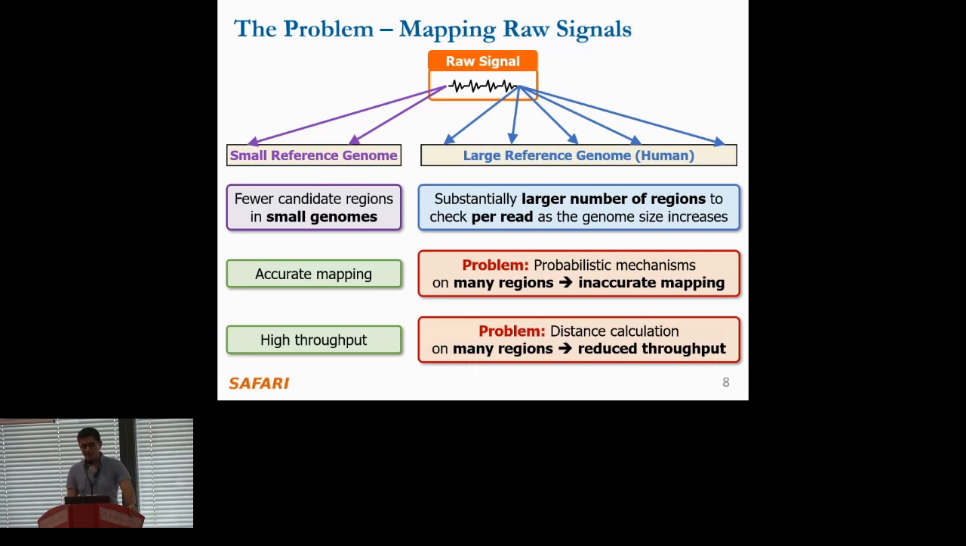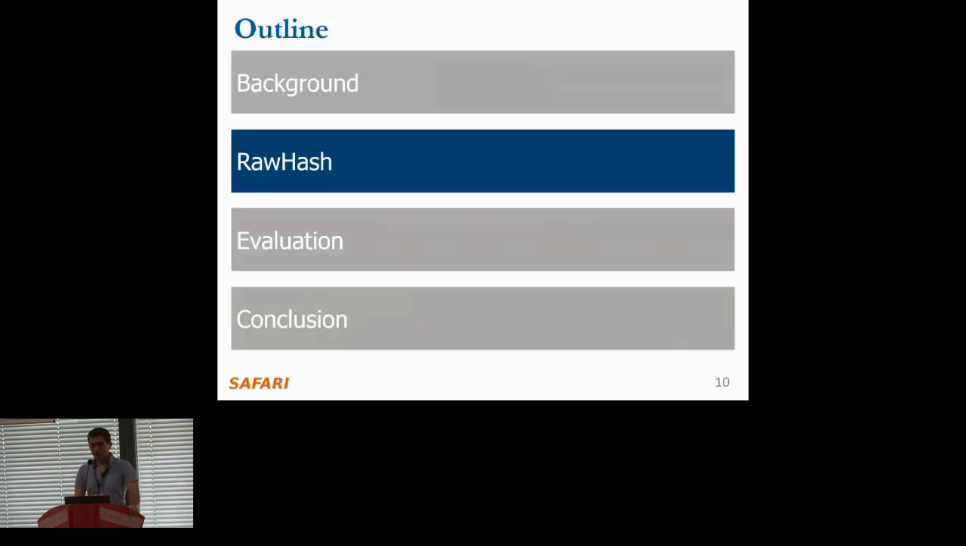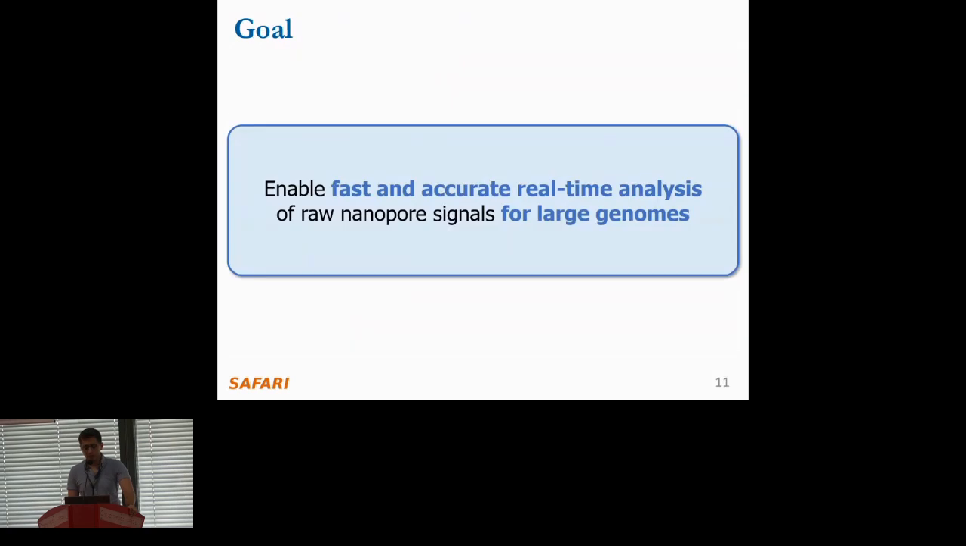Second, mechanisms such as SIGMAP that calculate distance on many regions per read significantly reduce the mapping throughput. We find that these existing solutions are inefficient or inaccurate for large genomes. Now that we covered the existing solutions and the problem, let's dive into our work, RawHash. Our goal in this work is to enable fast and accurate real-time analysis of raw nanopore signals for large genomes.